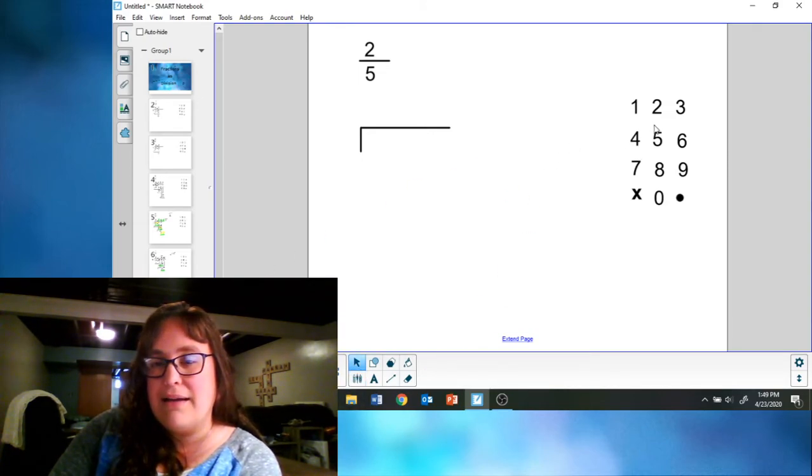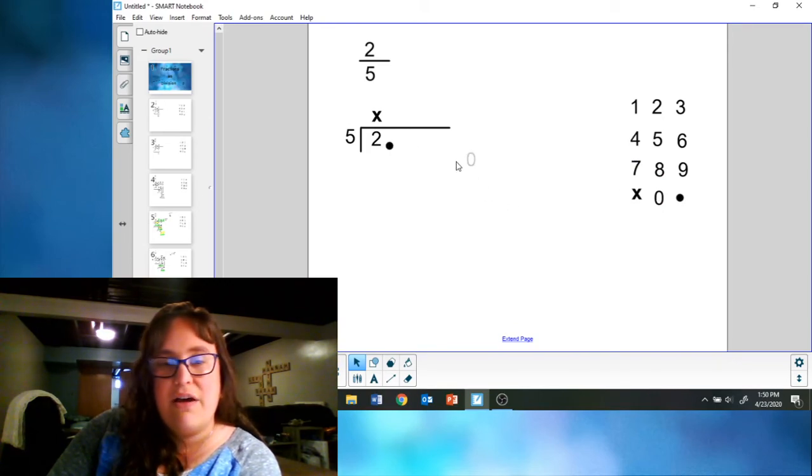All right, welcome back. Let's see how far you got. I've got 2 divided by 5. So 2 divided by 5 for 2/5. If I have 2 things, can I share it with 5 people? The answer is no. So I put an X. I'm going to add a decimal 0. It does not change the value. And I'm going to bring my decimal straight up into my answer.